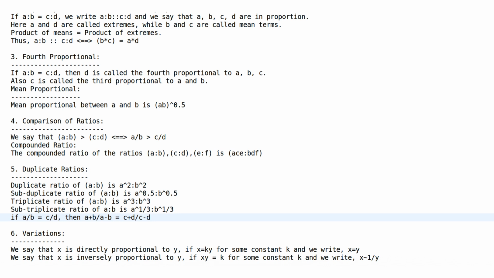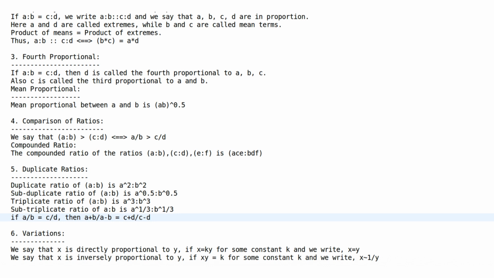Next one, variations. We say that X is directly proportional to Y if X is equal to KY, where K is some constant. Directly proportional means X is nearly equivalent to Y, but there is some difference, so we take the constant K: X is equal to KY. If X is inversely proportional to Y, it is denoted as X is proportional to 1 by Y, which means XY is equal to some constant K.